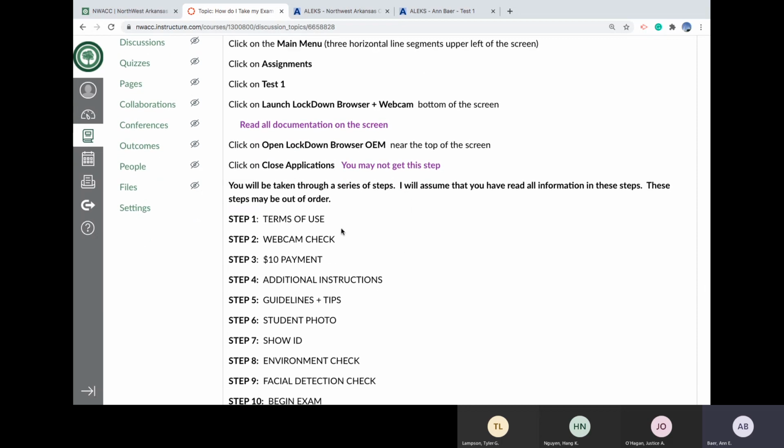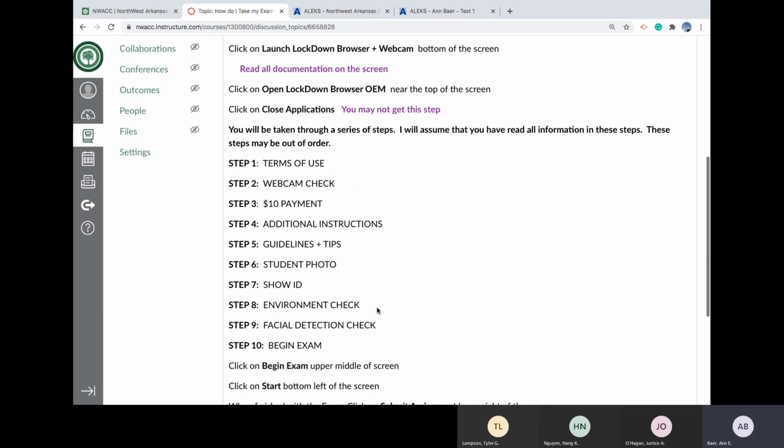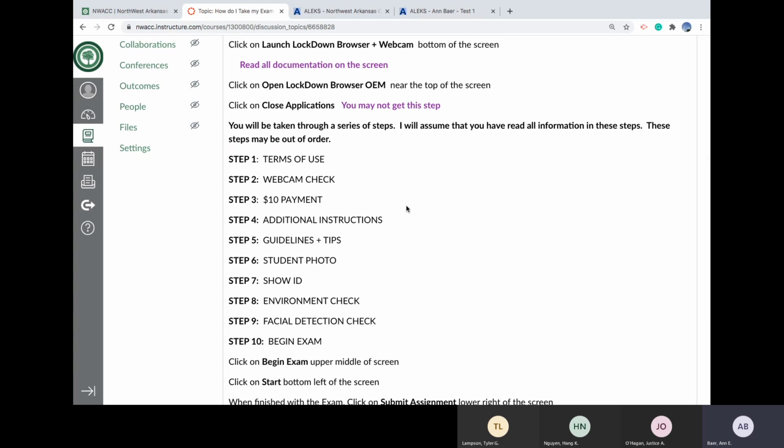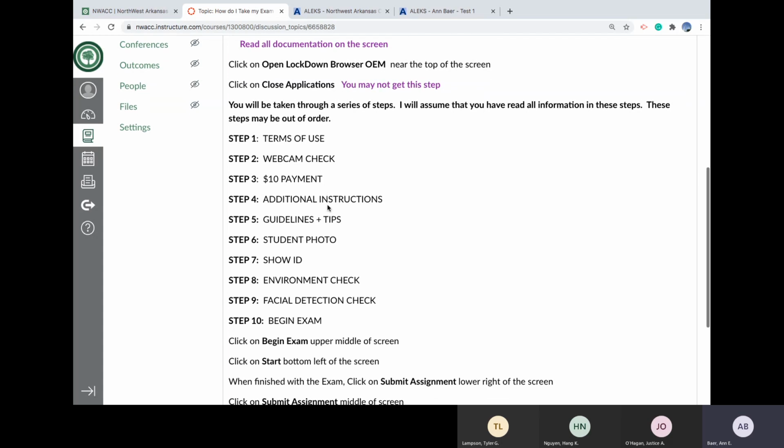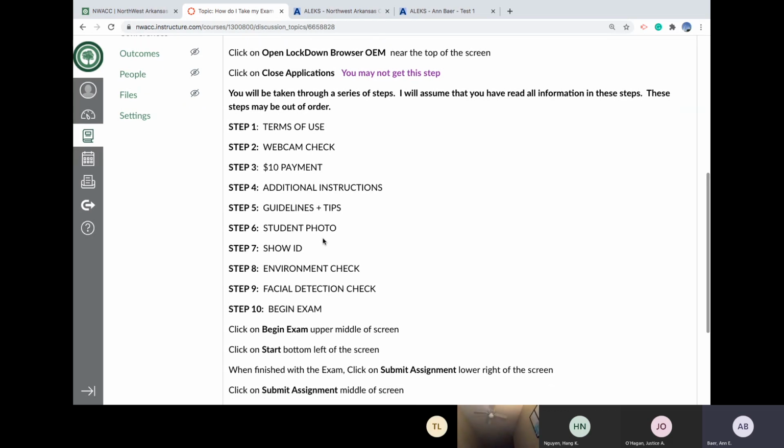I want to caution you, these steps may be out of order because I didn't see anything with the definitive order on it. I saw conflicting information, if you will. At some point, you're going to see all of these steps: terms of use, webcam check, $10 payment, additional instructions, guidelines plus tips, student photo. That means I just want to take a current picture of you at test time, show your picture ID, like your driver's license or your NWAC ID card, environment check. They'll explain how to do that, facial detection check, begin exam.